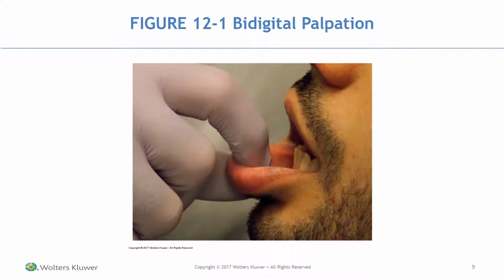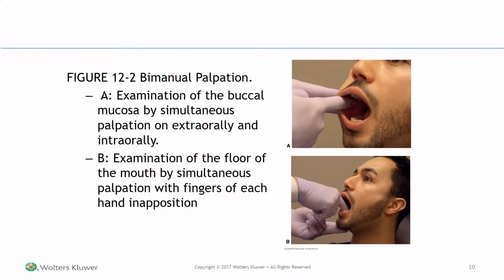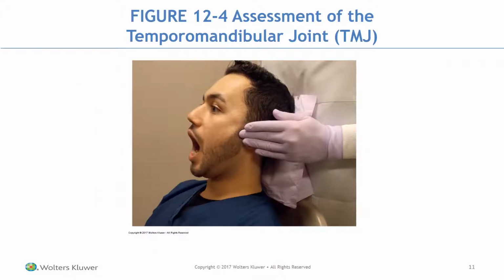Okay, now we're just going to go through some of that palpation, and here is the bidigital, checking out the lip. Here's our bimanual, so they're using two hands. If you look in B, that's where I'm talking about. It looks like they're looking at the sublingual or submental gland there. And here's our TMJ. We're going to use bilateral palpation here, but also we're going to be listening, right? That auscultation. I'm pretty sure I'm saying that wrong. I'll have to look that up again.